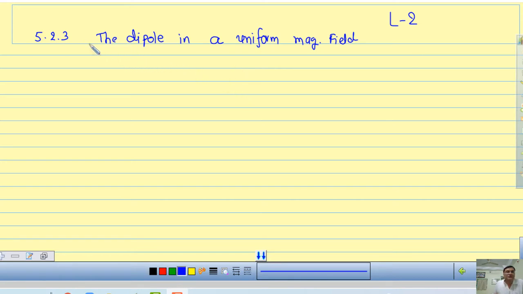So this is the fifth lesson topic. Suppose we need to find the magnetic field someplace, suppose you want to find the Earth's magnetic field. What we are going to discuss is one of the techniques to find the magnetic field at a given point.